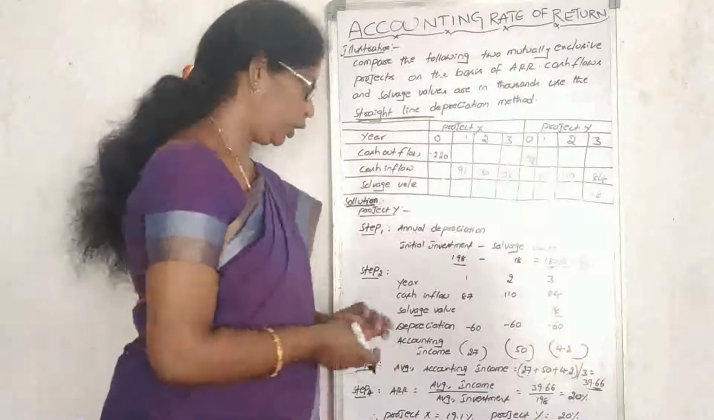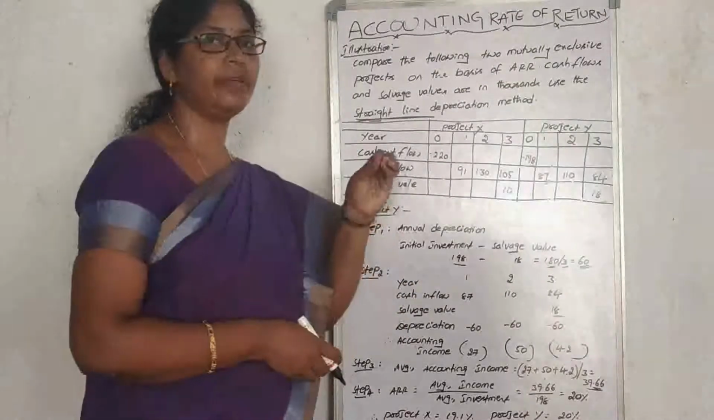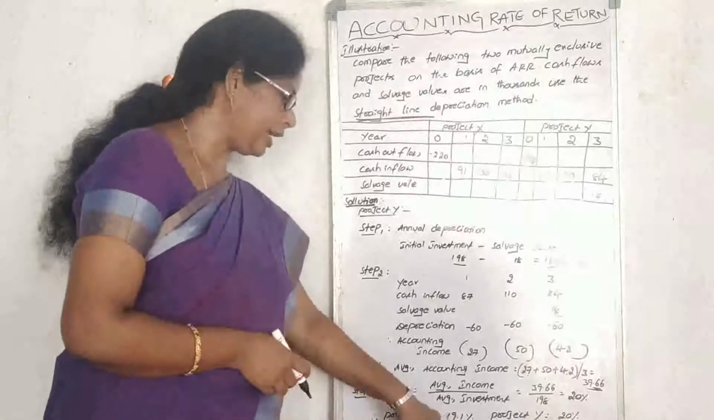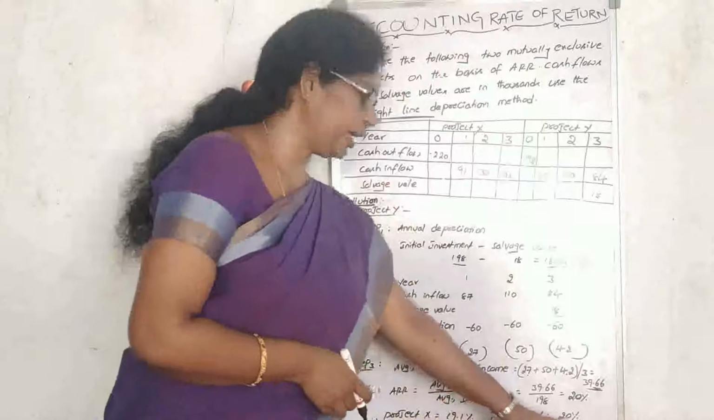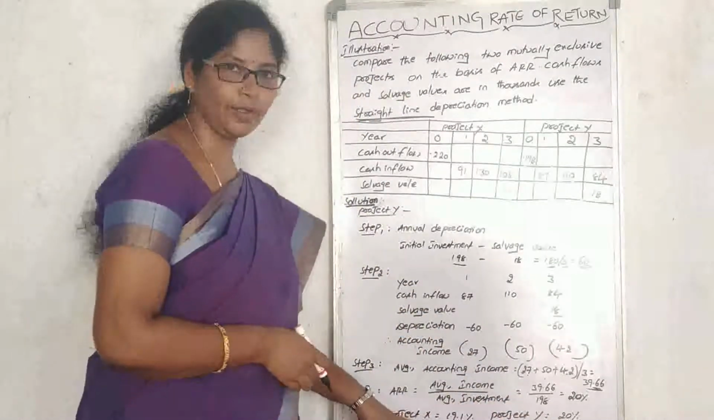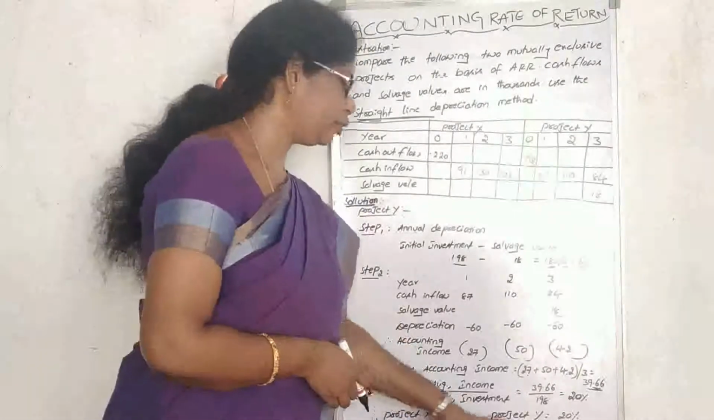Okay. So what have they asked here? Which is the best project? For project X, we got 19.1%. For project Y, we got an ARR of 20%. So which is the best one? Comparing project X and project Y, project Y will be better. So we can go with that project.